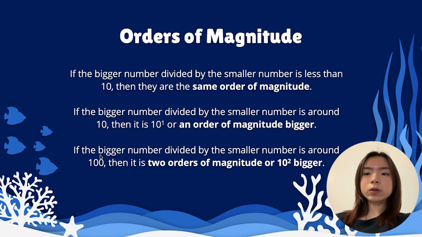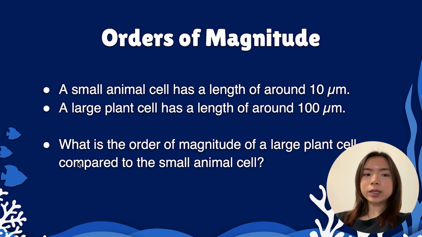And in general, the maximum number of orders of magnitude you would see in GCSE is 2. So don't worry, it doesn't get any more complicated than this. Here, let's work through an example together.